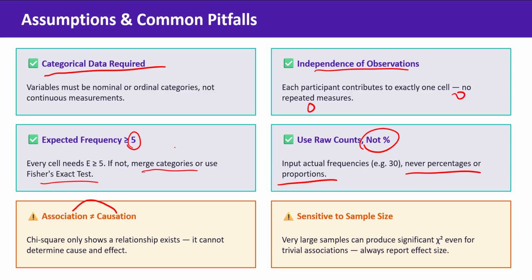Also, this test is very sensitive to sample size. If you pick a very large sample, it usually produces larger and significant chi-square values, even for trivial associations. So we always report effect size, right? Meaning we keep the sample size small.